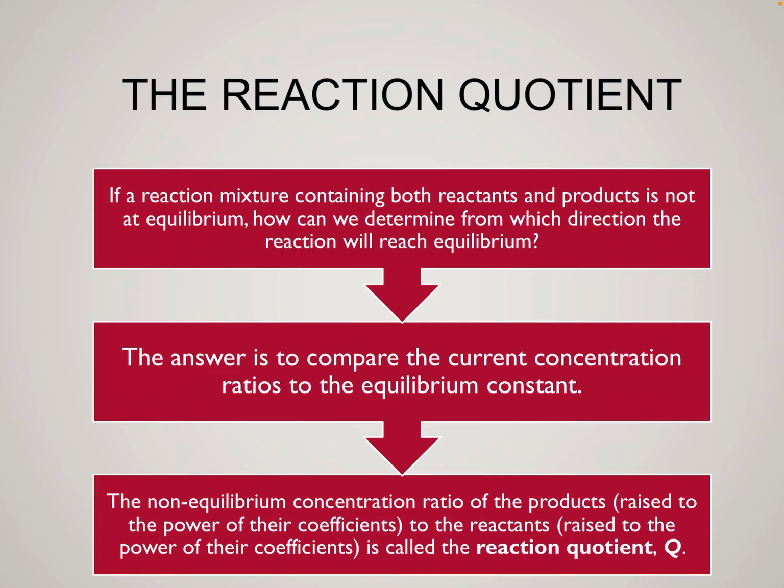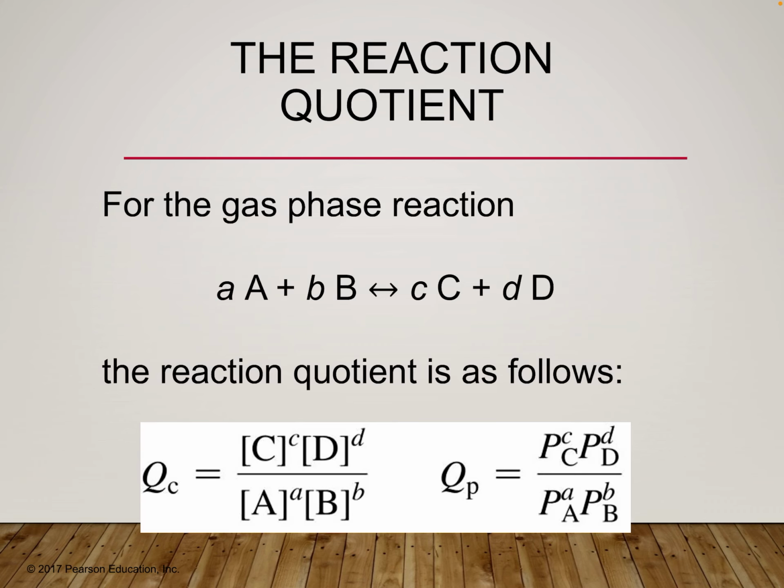Everything else is the same. We're still going to write the ratio of the products raised to the power of their coefficients over the reactants raised to the power of their coefficients. It is the exact same thing. So if you look at this reaction, our products are going to go on the top and the reactants are going to go on the bottom.